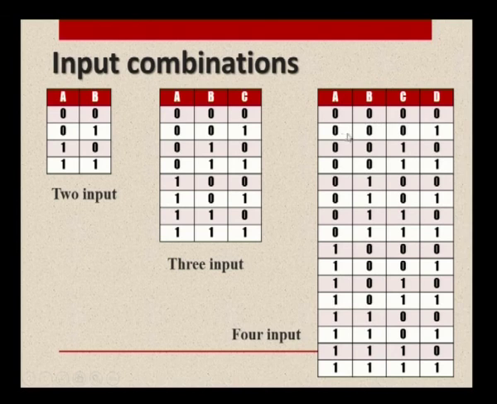For A, B, C, D, each combination will differ from the other in at least one of the inputs. See, if you take the first 2 combinations, the difference is found only in D, and between the second combination and third combination the difference is found in 2 places. In C and D it is varying. So, like that, it is a very simple technique. By permutation and combination we will be able to generate all the inputs for the given number of inputs. All the combinations can be generated.